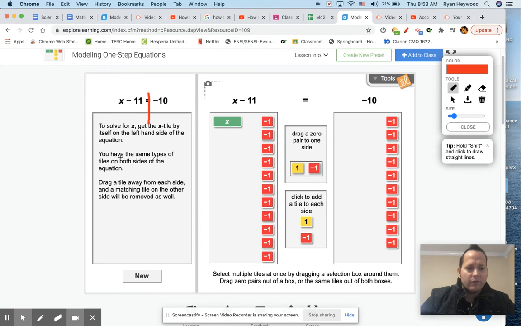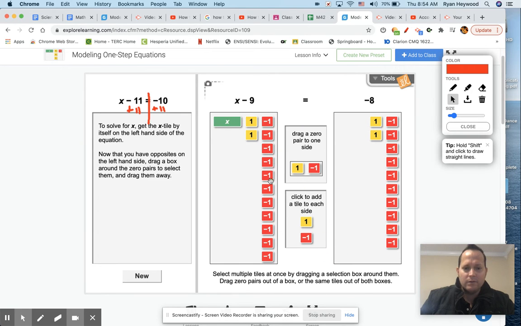We have our directions over here, and it tells us what to do. To solve for x, get the x tile by itself on the left-hand side of the equation. Sometimes the x is on the right-hand side, so it doesn't really matter what side it is. It's just the side where the x is, and you need to get rid of everything but the x. We have the same types of tiles on both sides of the equation, and then drag a tile from each side, and a matching tile on the other side will be removed as well. That sounds kind of complicated, but all that means is the opposite or inverse of subtracting 11 is adding 11. So let's do that virtually over here. We're going to add 11.